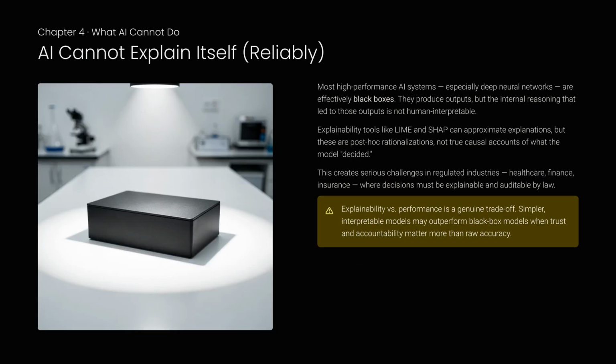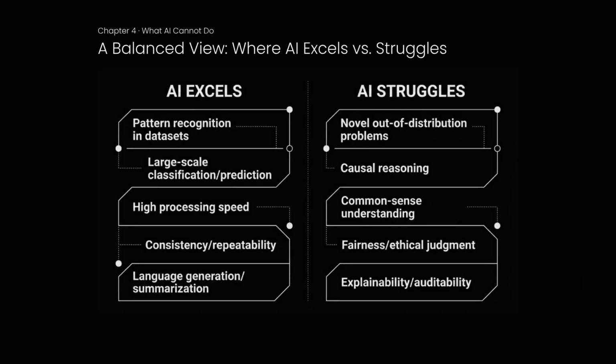AI also cannot reliably explain itself. Most deep learning systems act as black boxes. Their internal decision-making is not truly human interpretable. This creates significant challenges for regulated industries that require transparent and auditable decision processes. This balanced view shows that AI has clear areas where it excels and where it struggles. The most successful strategies lean into these strengths, while carefully designing human-in-the-loop structures to manage the inherent limitations.